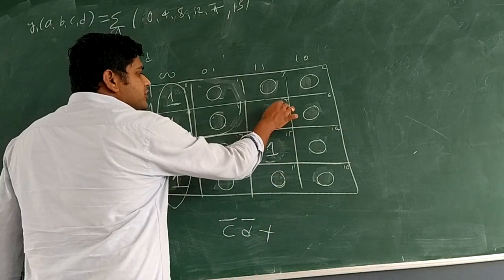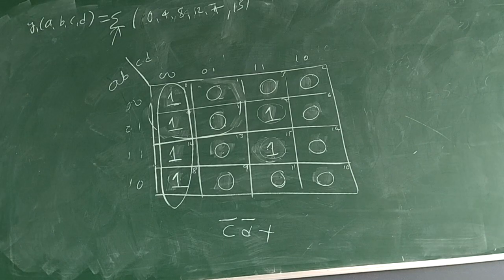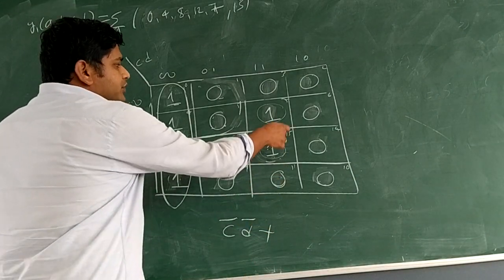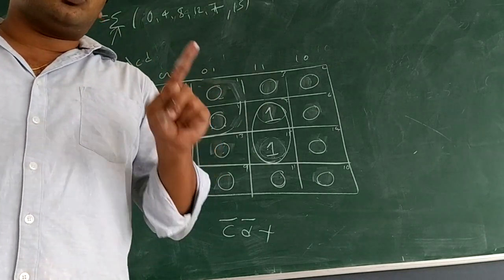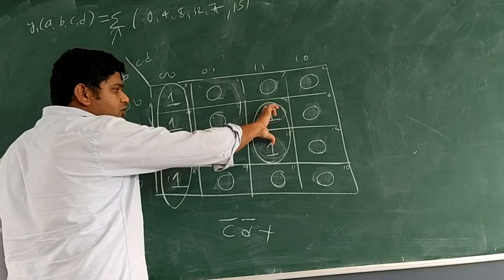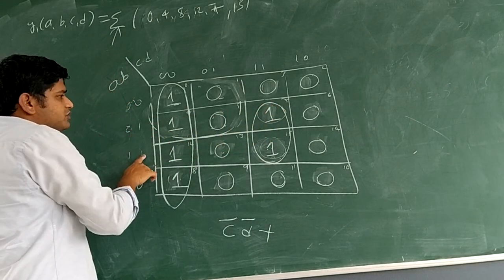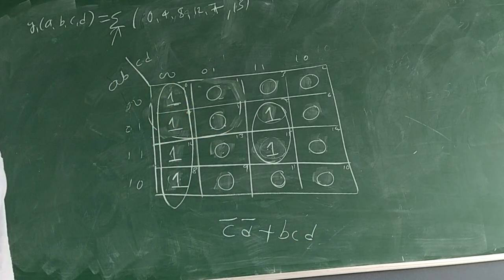See now, is it good to take separately? No, because they are adjacent, and if you take them together, there will be two ones adjacent. So what is the function of this? You have already written it in the previous problem. So this is B with CD, B with C and D. Okay? Fine. Next.